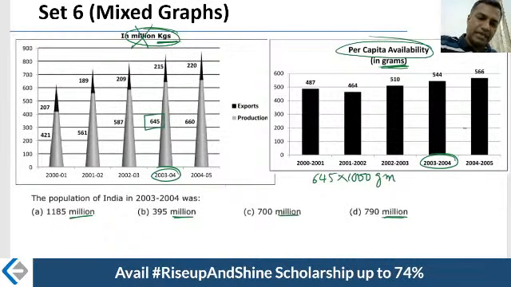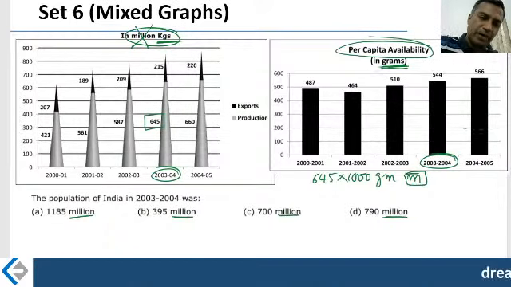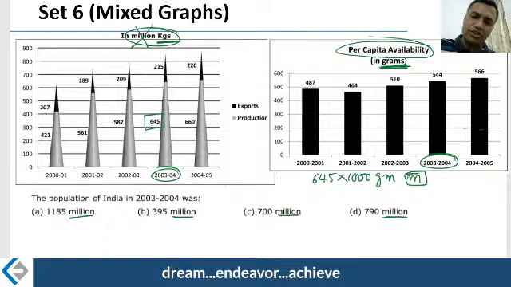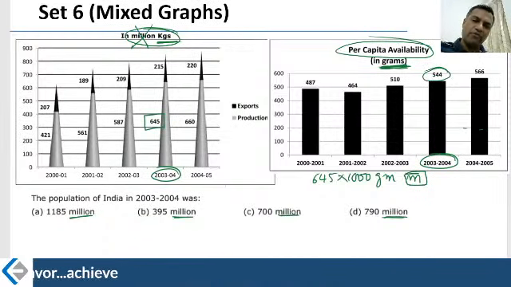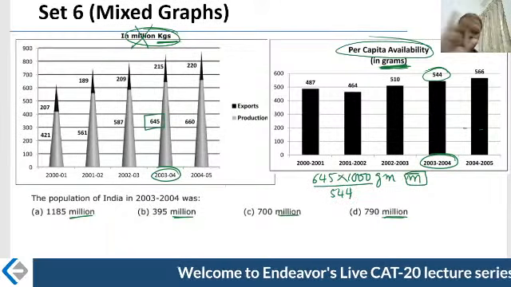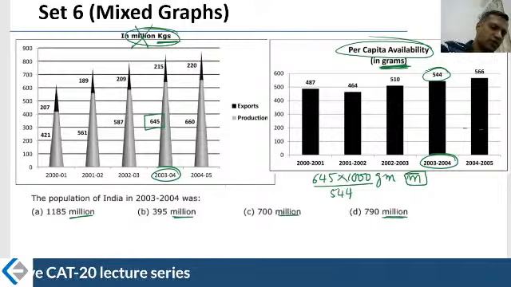Of course that million is there, but I'm not worrying about this particular part. I convert it to grams by multiplying by 1000, because per capita availability is in grams. Per person, how much tea is available? The amount of tea available per person is 544. Therefore this is divided by 544. That's something that you will be doing. Quick approximation. Sure, we can use calculators to do this particular question. No worries, friends. Quick approximation.